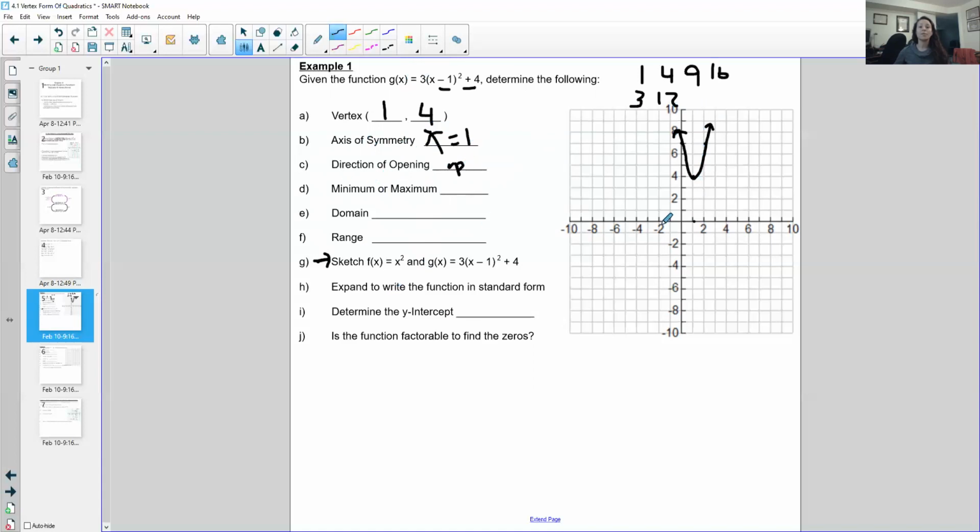Is it a maximum or a minimum? Well, because it opens up, it has a low point. So this is a minimum. It is a low value. Please do not worry about domain and range.